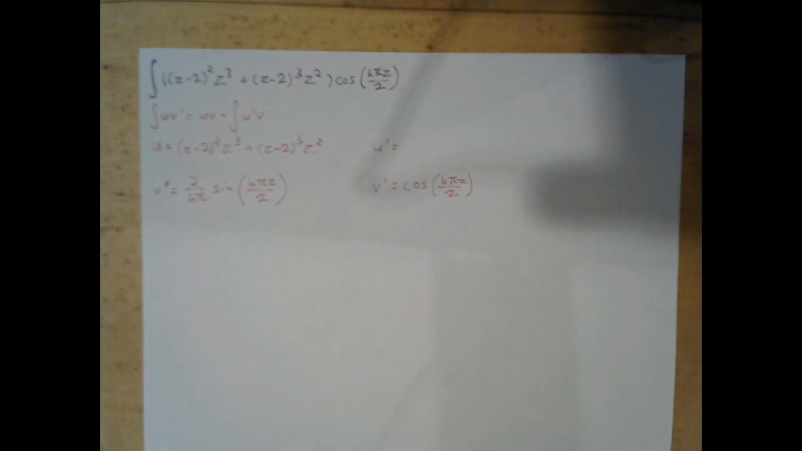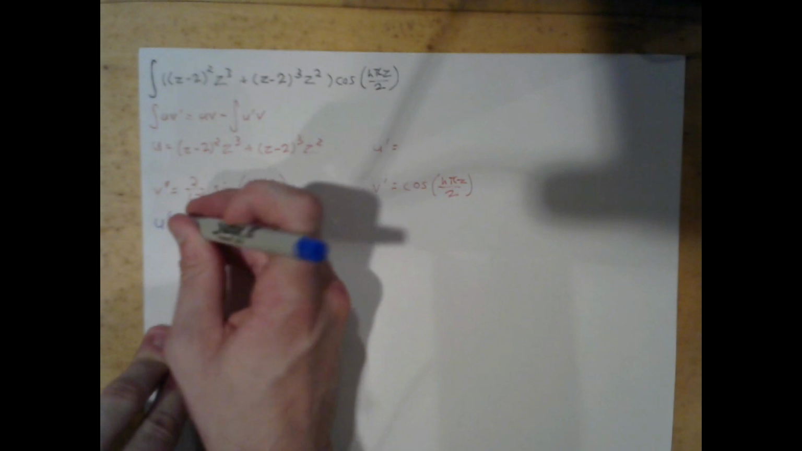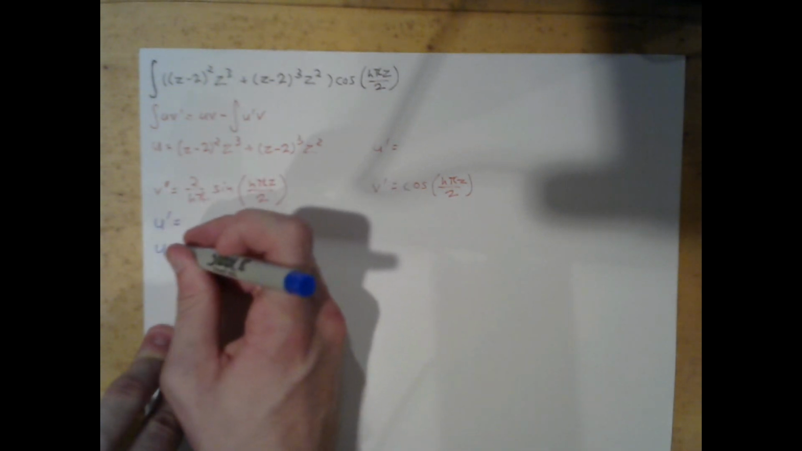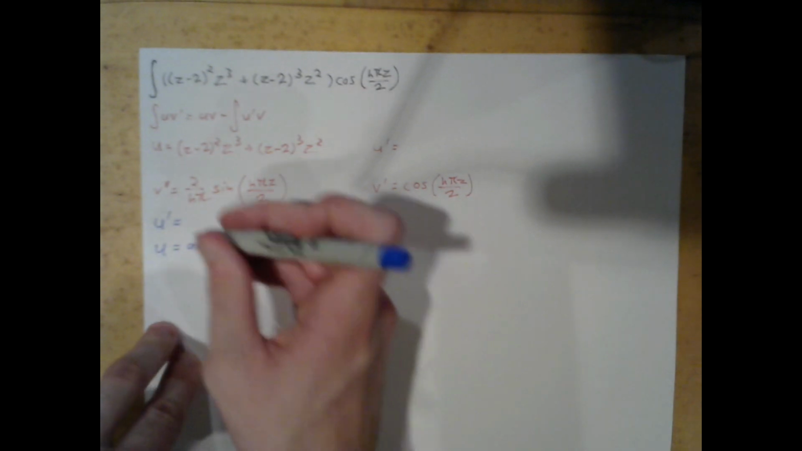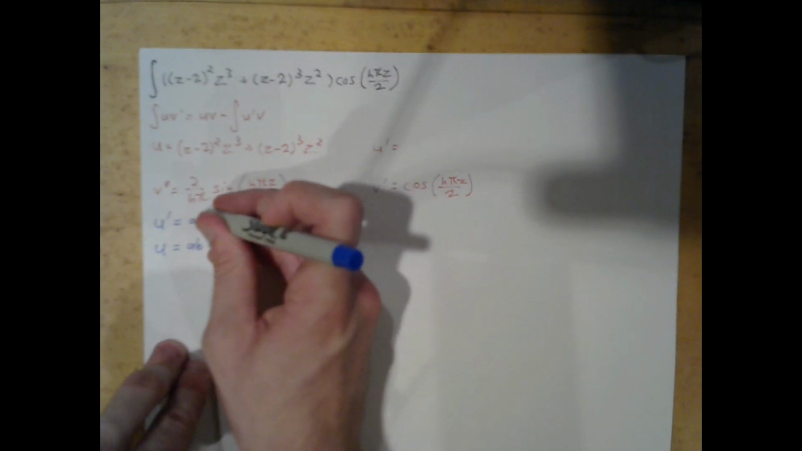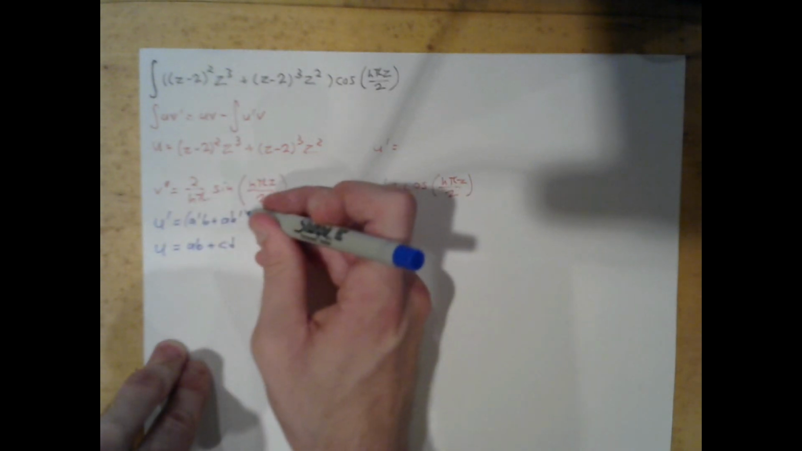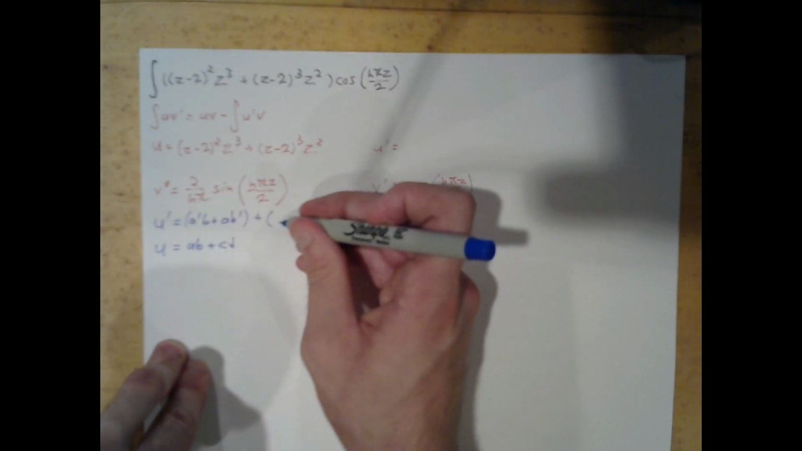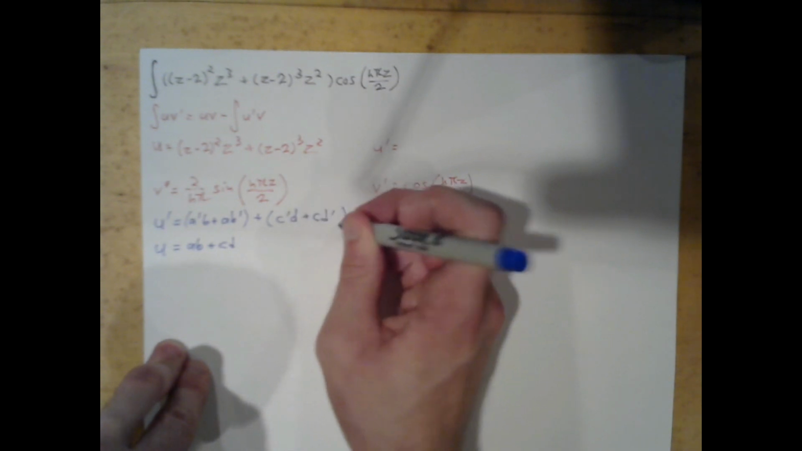Okay, so our u prime here, going to pick up the pace a little bit. We have two terms adding here, so let's just first say u equals a b plus c d. Okay, so u prime is going to be a prime b plus a b prime plus, let's say, c prime d plus c d prime.